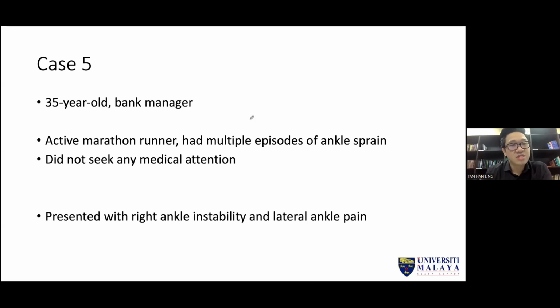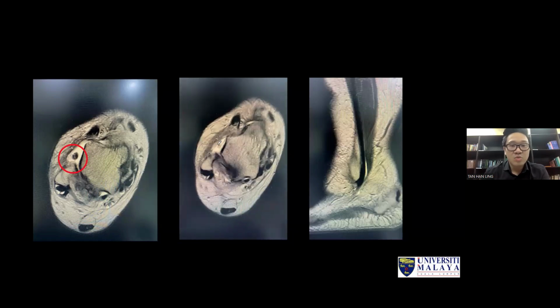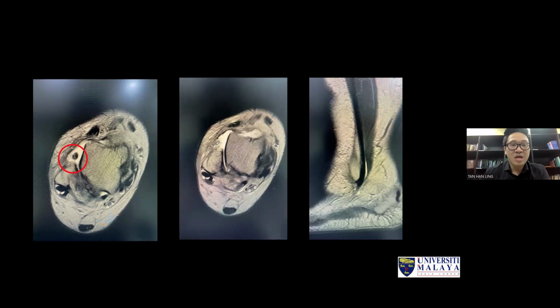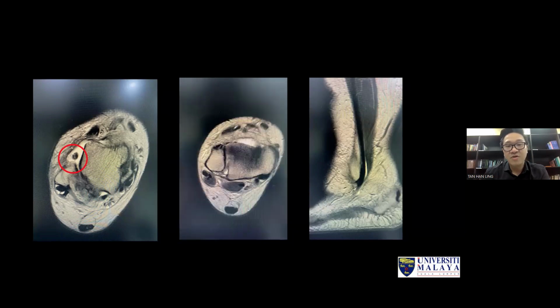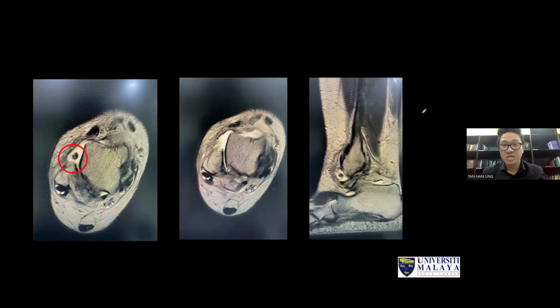For example, this is a 35-year-old bank manager who is an active marathon runner, had multiple episodes of ankle sprain. Initially, she did not seek any medical attention. However, she started having right ankle instability and lateral ankle pain. Hence, she came to us. From the MRI here, you can see there is a small fragment of bone. On the axial view, we can see a small fragment around the ankle joint, in the area where the ATFL ligament is. We can see it on the side view here as well.